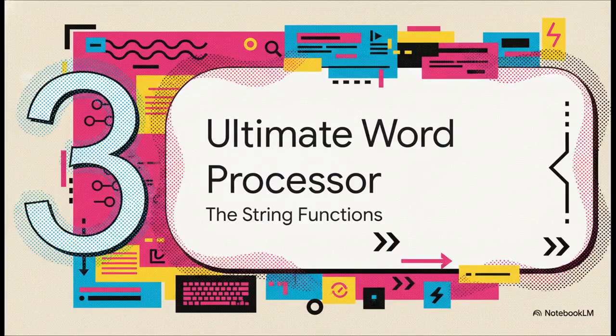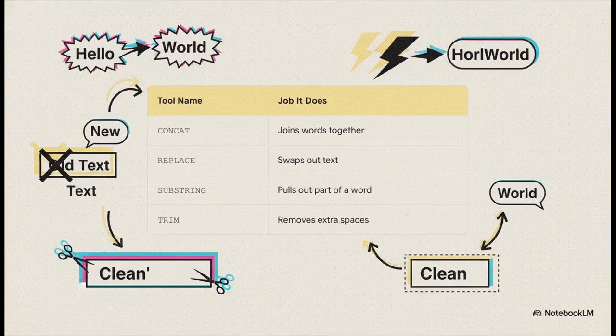All right, let's move on to our next tray of tools. This one is like the ultimate word processor, and it's packed with what we call string functions. So if numeric functions were for numbers, well, string functions are all about text: usernames, song titles, comments, you name it. Think of it like find and replace on steroids. These tools are absolutely essential for managing all the text that's flying around in our digital world.